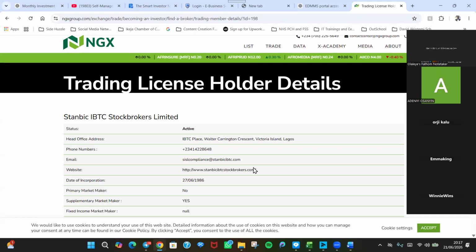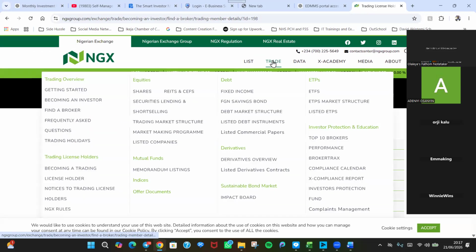So how do you find a licensed stockbroker? Can anyone summarize it for me? How can you find a licensed stockbroker? By going through the NGX and going to the trade section. From the trade section, you can search for a stockbroker name of choice and click further on it. Okay. You are correct.